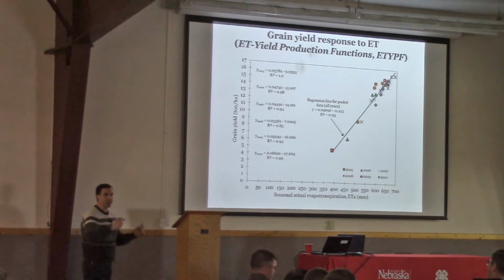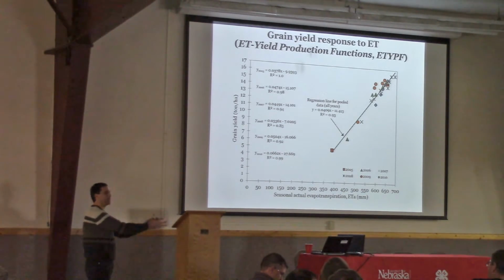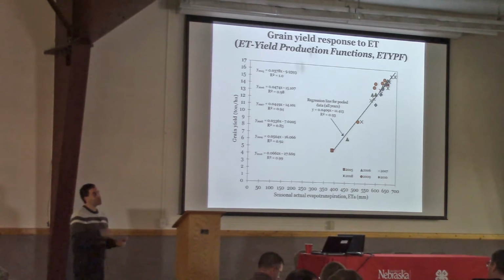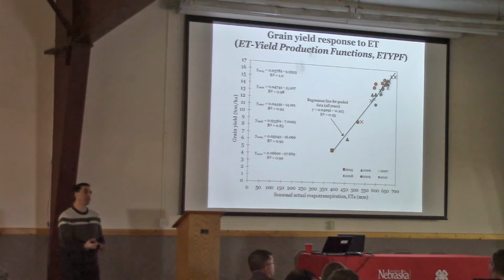Unless there are extreme events where you have 110 degree Fahrenheit temperatures right during the silking stage, you can do things to cool the microclimate down.